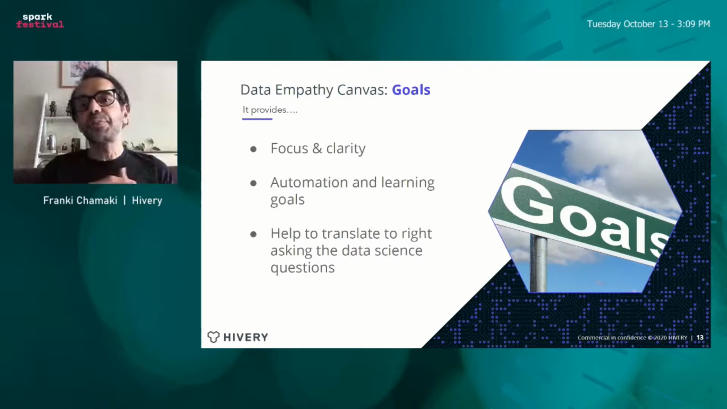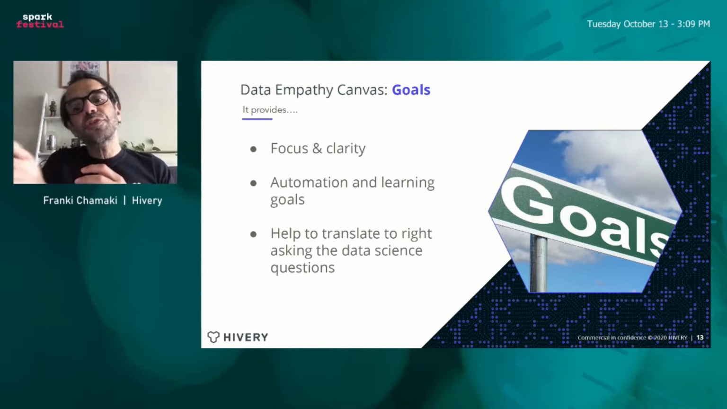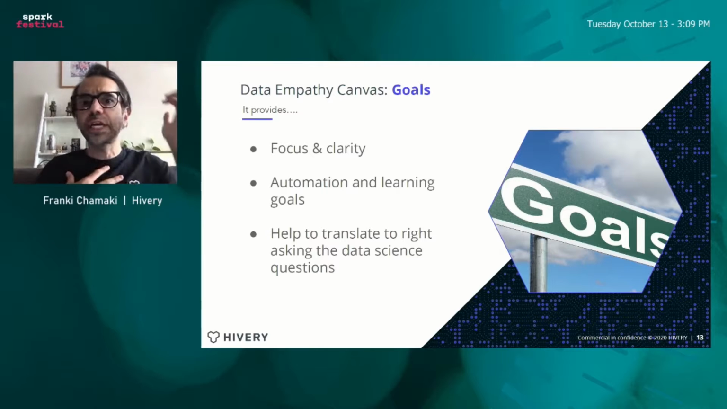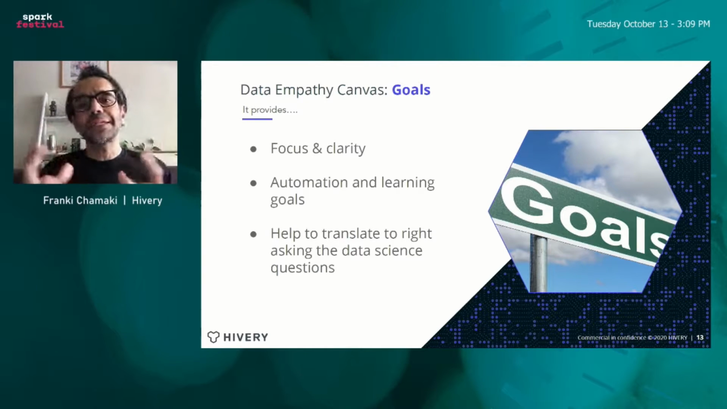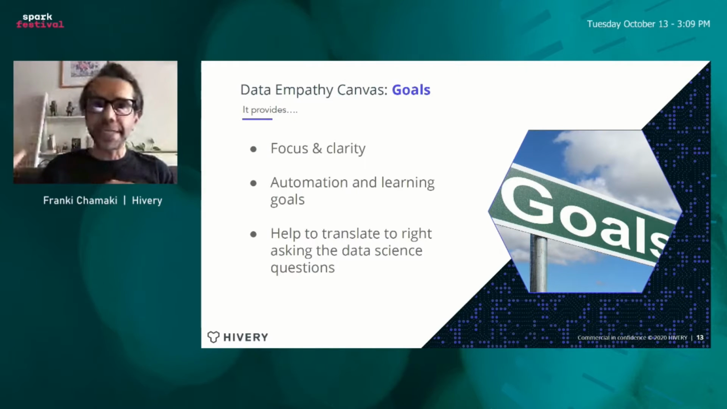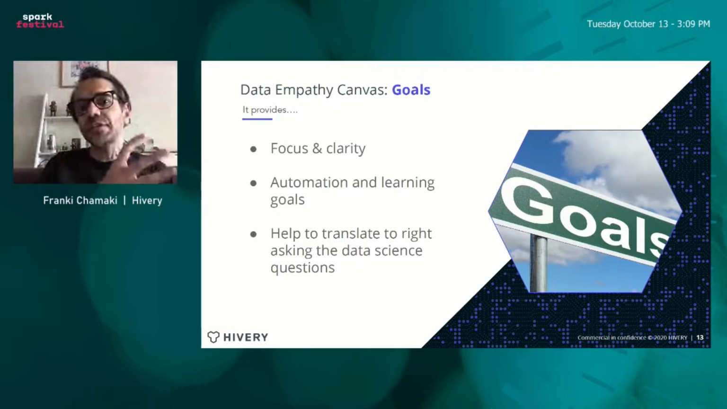Or in finance, you'd probably be doing things like approving home loans or credit cards, using AI to determine risk profiles. Those are automation goals. There are also learning goals, which is what we actually do at Hivery. It's basically recommender systems, where it learns and starts projecting out recommendations. It's not necessarily about saving costs, really. It's about driving revenue in a sense.